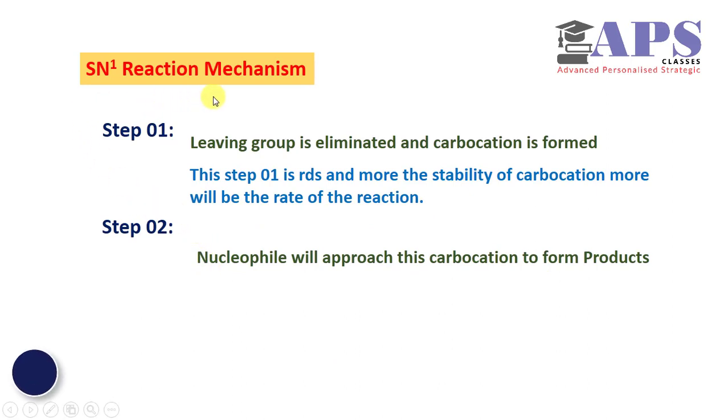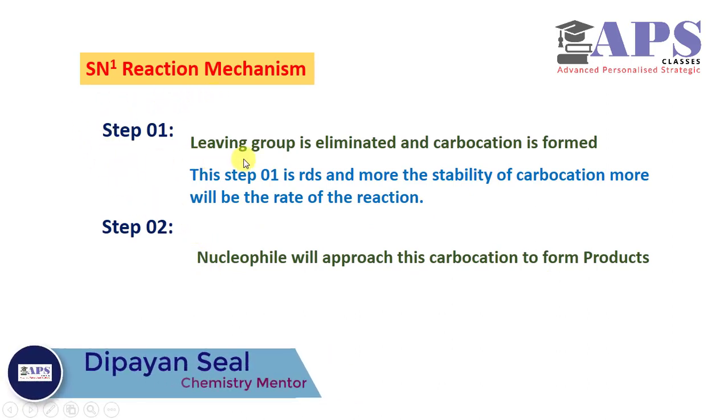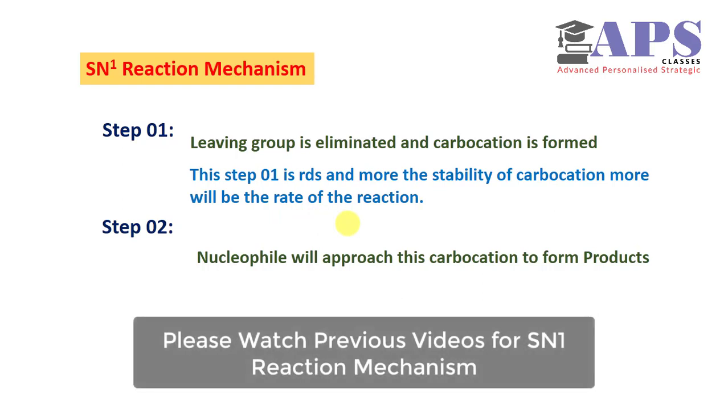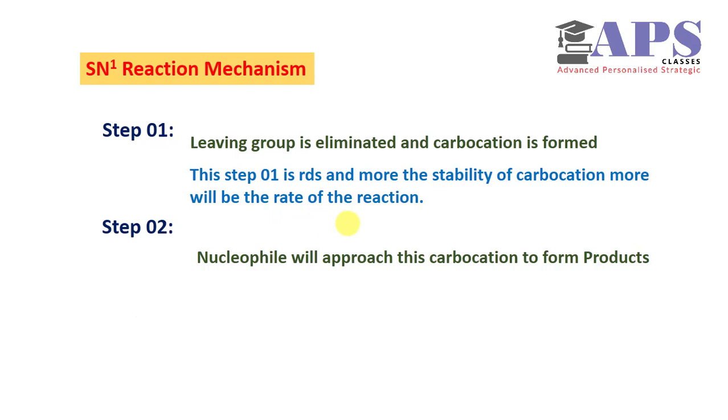SN1 reaction is a two-step process. In step 1, the leaving group is eliminated and a carbocation is formed. In step 2, the nucleophile will approach this carbocation to form the product. Step 1 is the rate determining step, and the more the stability of the carbocation, the more will be the rate of the reaction. In earlier videos, we have discussed the SN1 reaction mechanism elaborately. Please check the description of this video for the link.